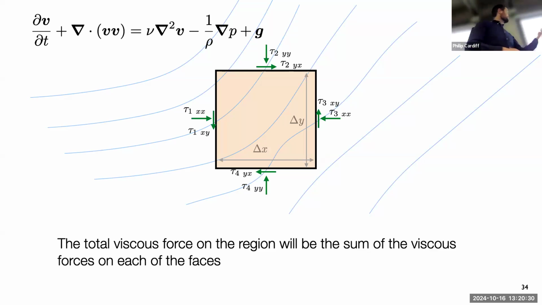I think you can see where I'm going then. I'm just going to sum, in this case, the 4 vectors, and then I'm going to divide by the volume, and then let the delta x and delta y go to 0, and then see what the definition of the viscous forces become. And then you can guess that it's going to end up like this.